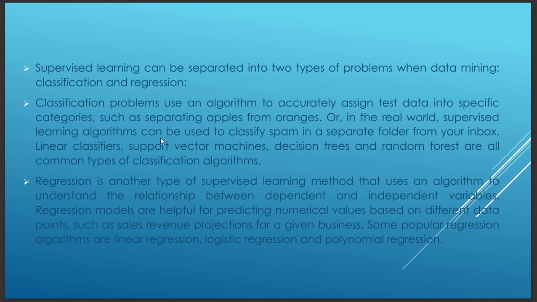Regression is another type of supervised learning method that uses an algorithm to understand the relationship between dependent and independent variables. Regression models are helpful for predicting numerical values based on different data points, such as sales revenue projections for a given business. Some popular regression algorithms are linear regression, logistic regression, and polynomial regression.